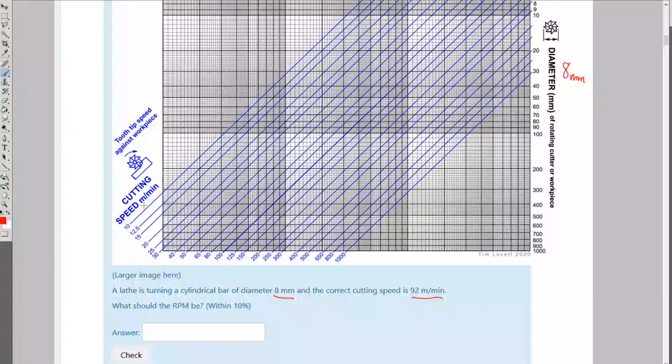Okay, so fairly similar to the previous question. 92 would be about just short of halfway on this one, like so. 8 millimeters is way up here. There's the actual 8. You can see the line for 8 there. That gives an intersection point right there, which is probably about 3,500 for question 2.